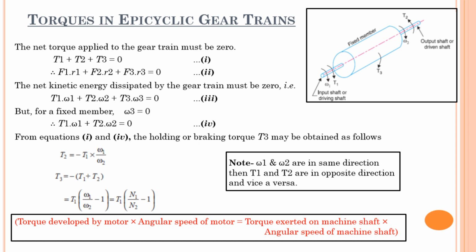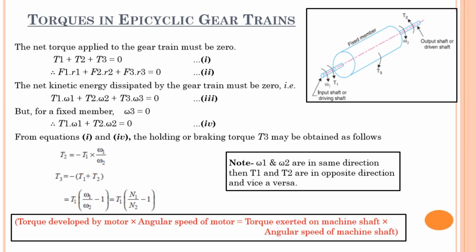Now some member we are fixing in that epicyclic gear train. We will consider here an input gear, an output gear and one fixing member. Same thing I have considered in that diagram. Now the input shaft or driving shaft has been given a torque tau 1 or T1. Output shaft or driven shaft has undergone the torque T2. Now the torque required to fix that middle member I have considered as tau 3.